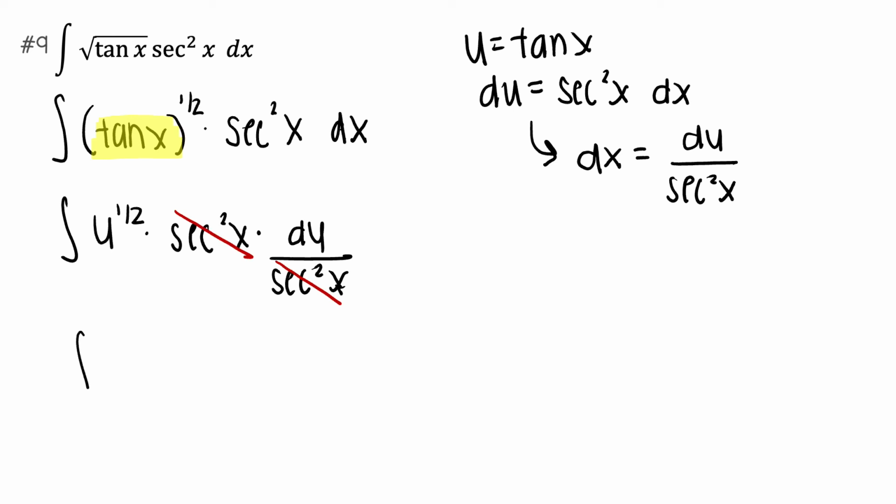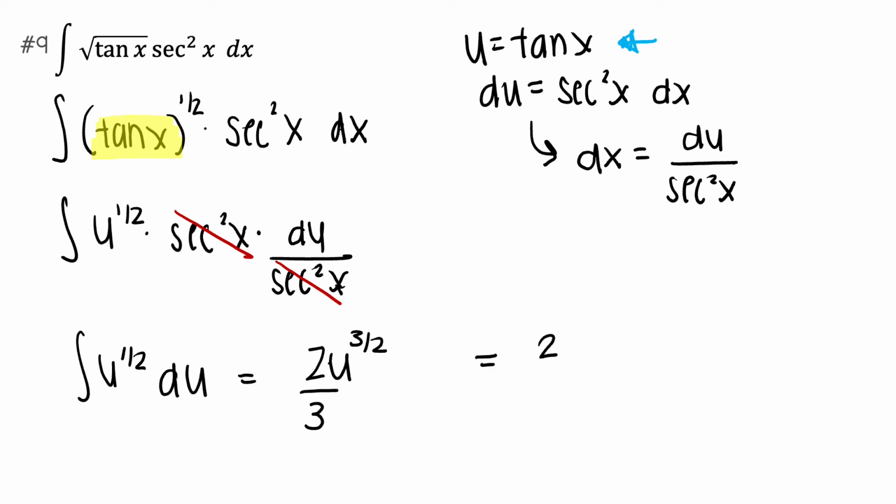So now we are just left with the integral of u to the 1/2 du, so we can integrate as normal. We're going to take u to the 1 higher power, which would be 3/2, and then divide by 3/2, or just multiply by our reciprocal 2/3. And then, as always, our final step is going to be to replace that u with that original tangent of x. So we can write this as 2/3 times tangent of x to the 3/2 power plus c.